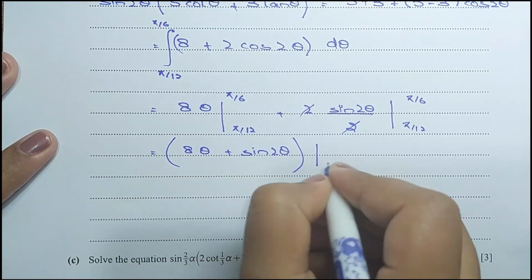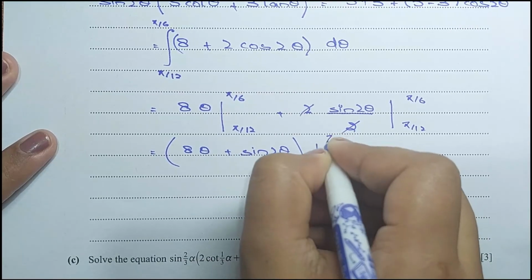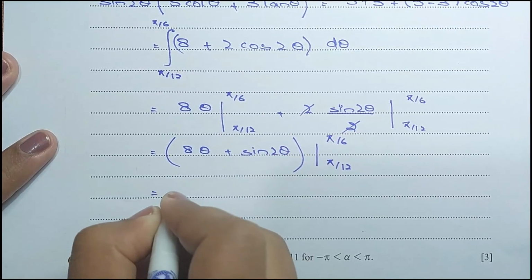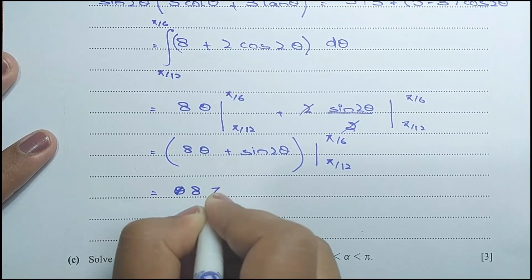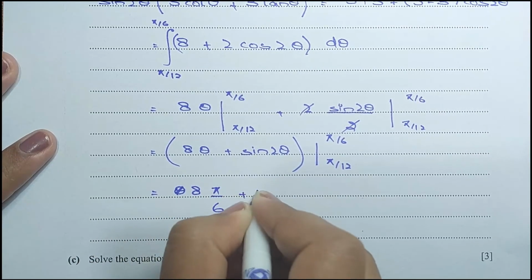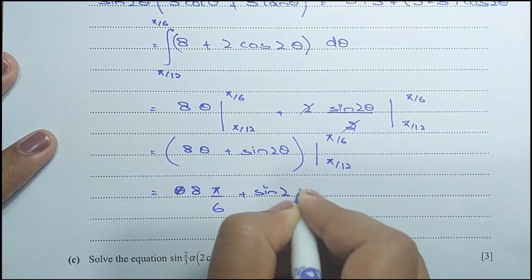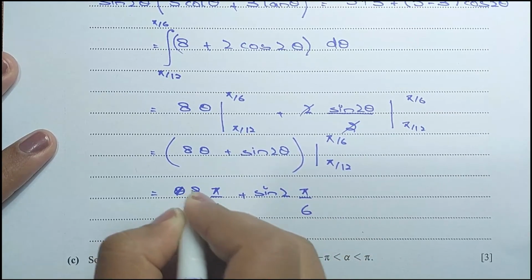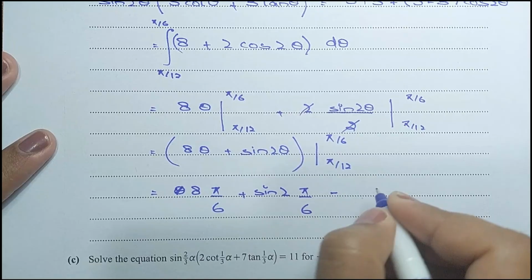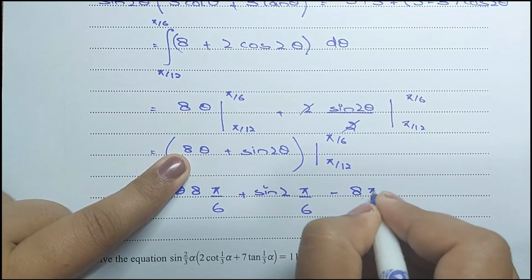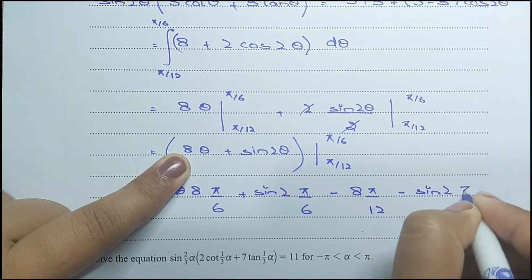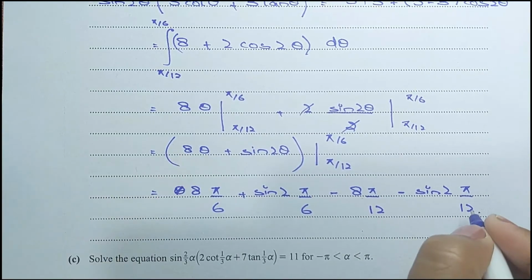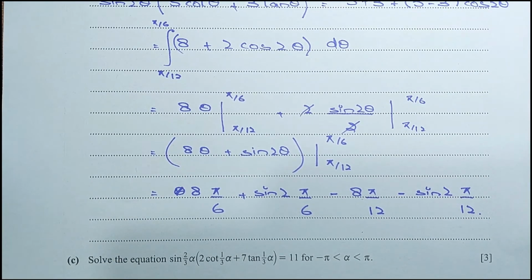Let me apply the limits now. Pi by 12 to pi by 6. The upper limit is pi by 6. 8 into pi by 6 plus sine 2 into pi by 6. This is the upper limit, minus the lower limit, which is 8 into pi by 12 minus sine 2 into pi by 12. Alright, now let me simplify this.